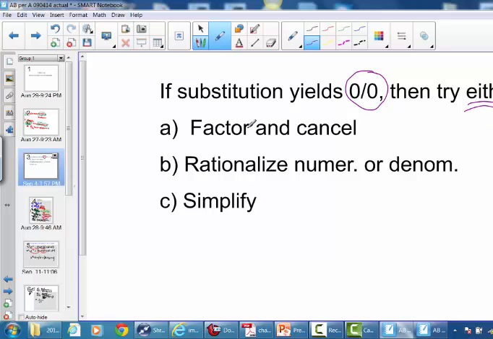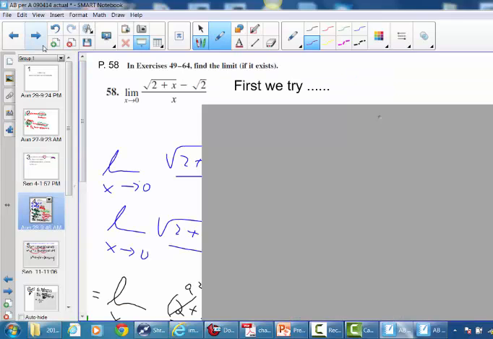If you can factor the numerator and denominator, of course we have a numerator and denominator, then do so and cancel. If there are radicals involved, then maybe you'll be rationalizing the numerator or the denominator. I know you're used to rationalizing only denominators in Algebra 2 and Pre-Calc, but if the radicals are in the numerator and not in the denominator, you'll rationalize the numerator. Third case scenario, if you get 0 over 0, is to try and simplify the expression. Maybe it's a complex fraction and you can simplify it.